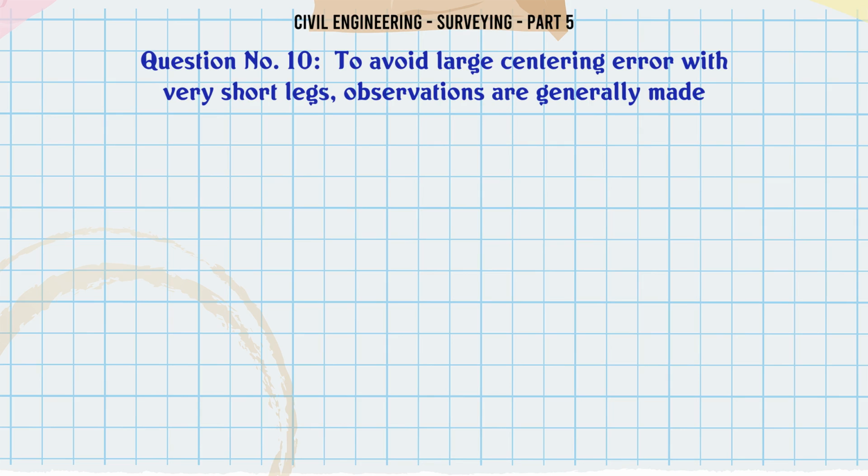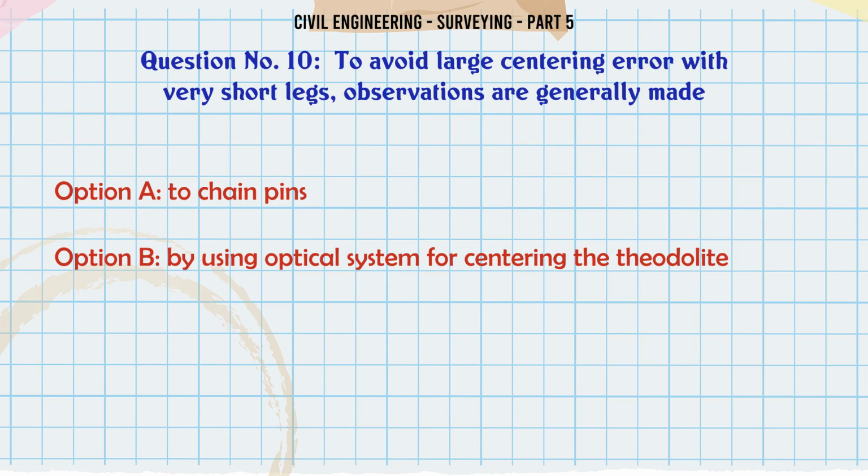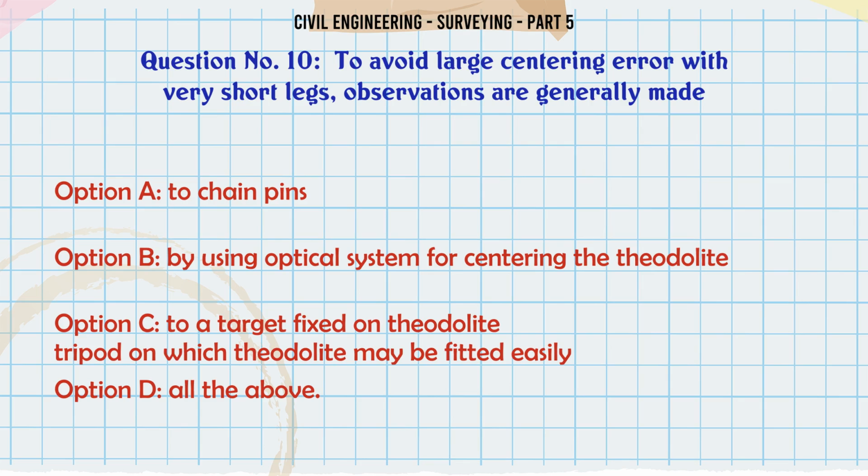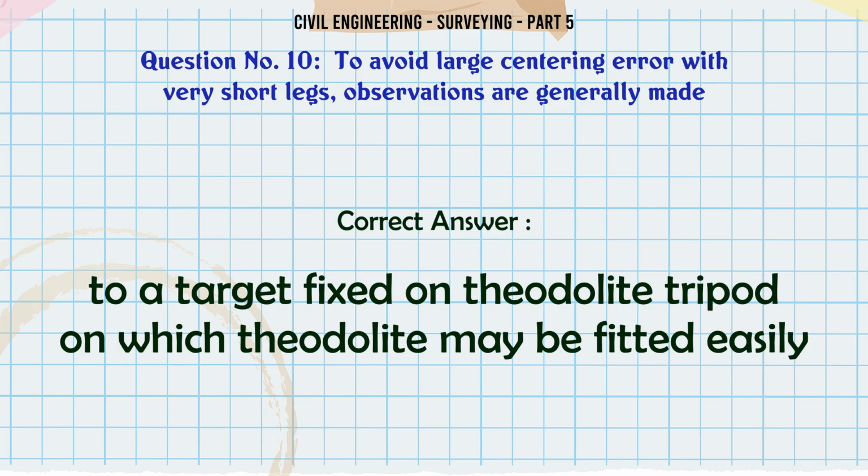To avoid large centering error with very short legs, observations are generally made: A. To chain pins, B. By using optical system for centering the theodolite, C. To a target fixed on theodolite tripod on which theodolite may be fitted easily, D. All the above. The correct answer is to a target fixed on theodolite tripod on which theodolite may be fitted easily.